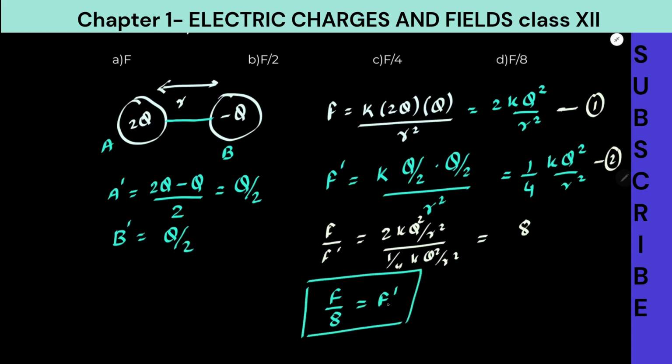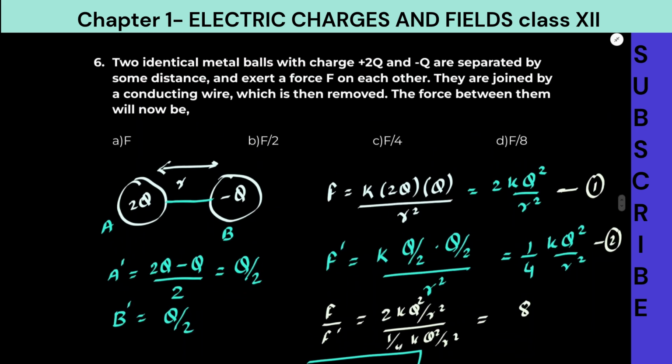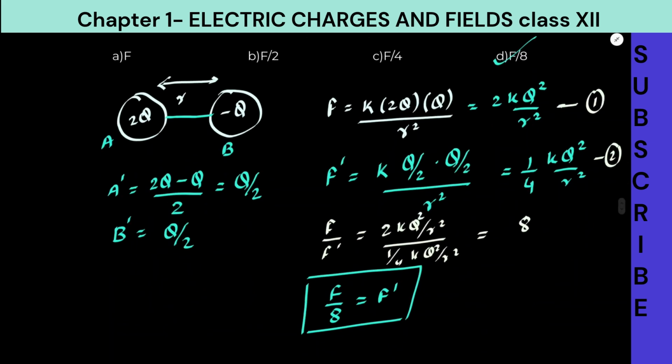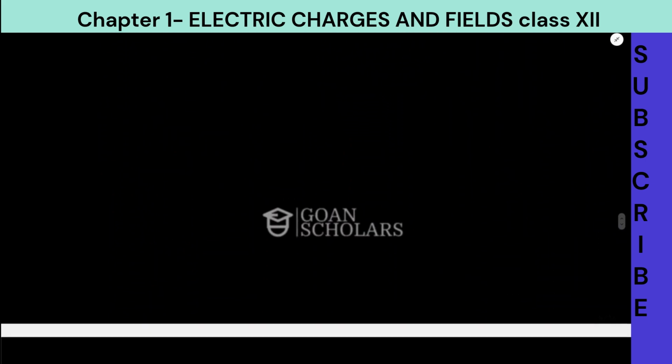And this is the proof that the new force, F dash, is 1/8 of the previous force. So the correct answer for the sixth question is option D. I hope this is clear. Okay, this was the sixth question.